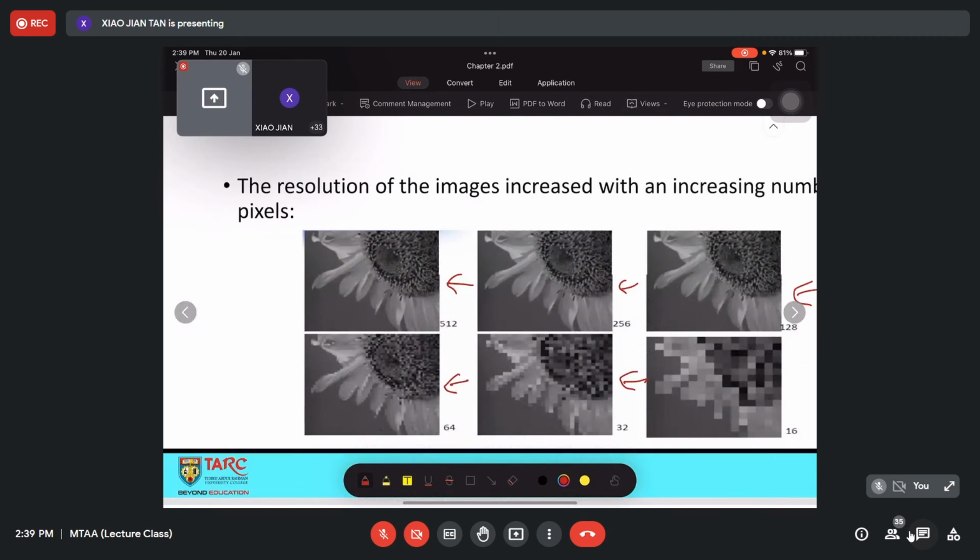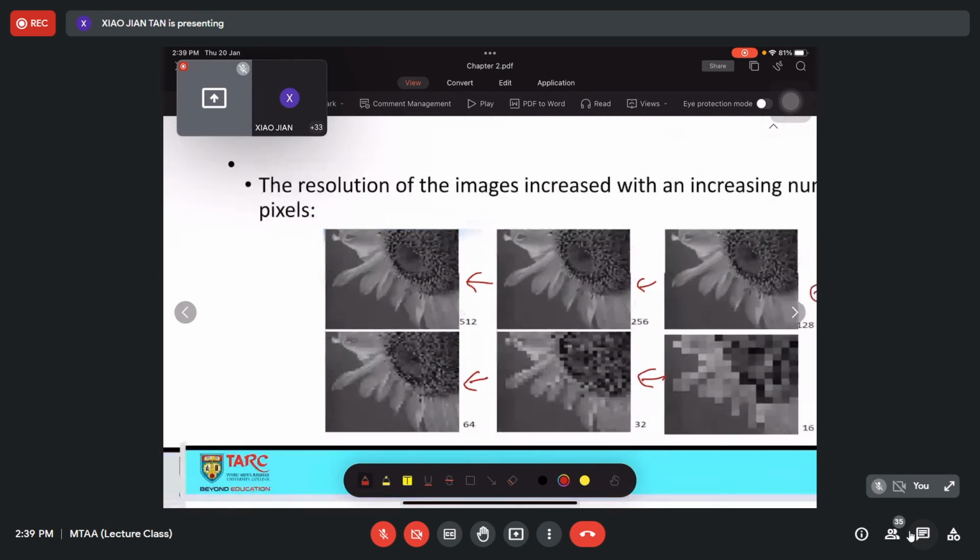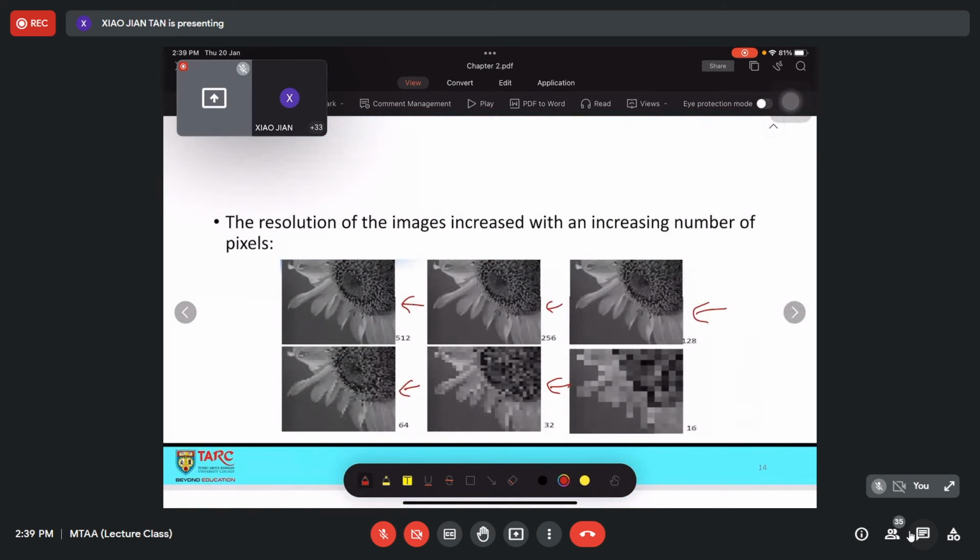For this one, you cannot really see the texture. So this is the difference. The higher the pixel value, the higher the resolution.